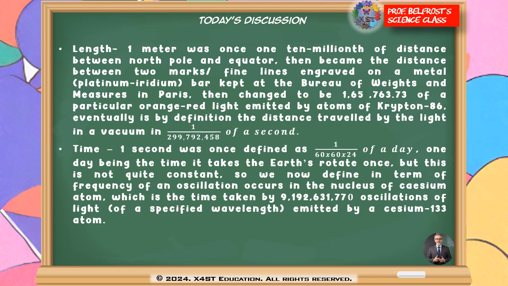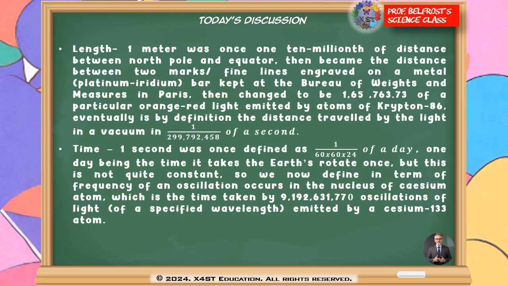Then we move to time. When we are saying time, 1 second, 2 seconds, 3 seconds, the basic is 1 second. One second was once defined as 1 over 60 times 60 times 24 of a day, and one day being the time it takes the Earth to rotate once. But the rotation of the Earth is not quite constant. It changes a little every day, and sometimes the Earth will wobble. It will affect the rotation speed. So we need to find a more proper definition.